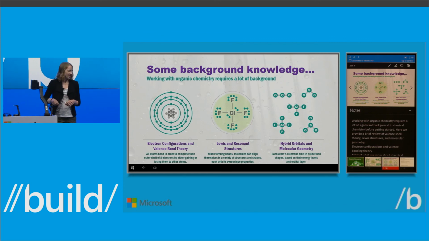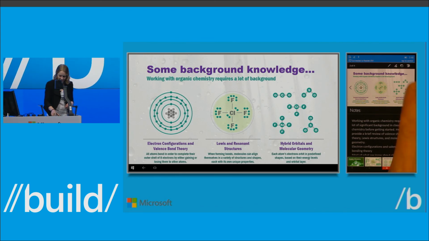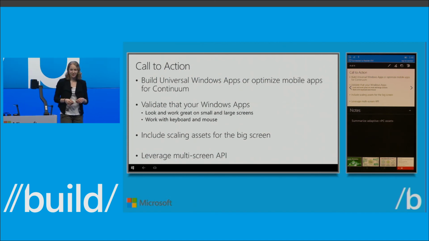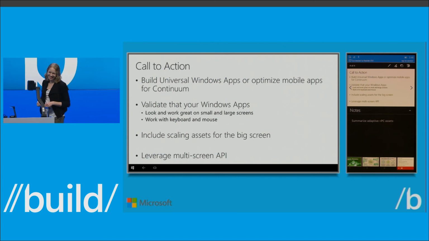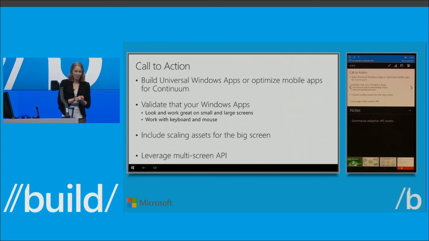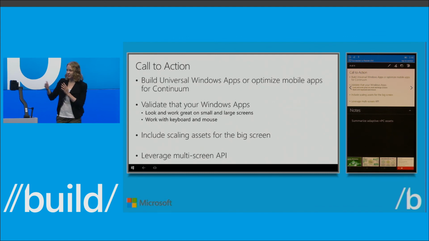All right, so I'm just going to go ahead and finish up the presentation from my phone because it's already connected, with just some calls to action for you guys as developers. Now, our main call to action is just that we really are asking you to build universal Windows apps or optimize your mobile apps for Continuum if you aren't ready or don't want to build a universal app.